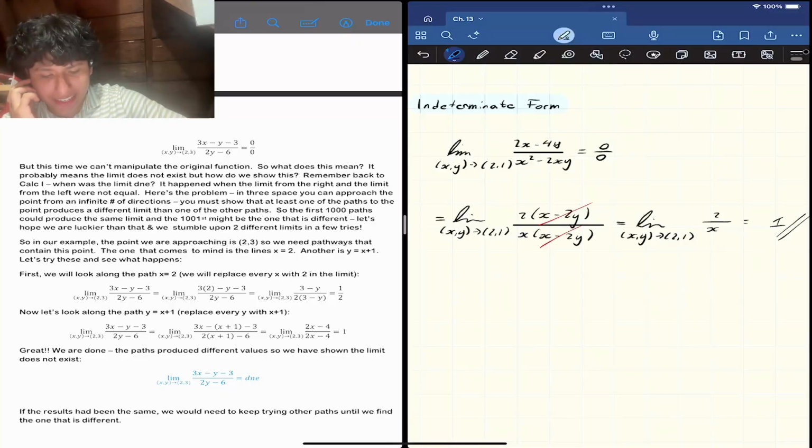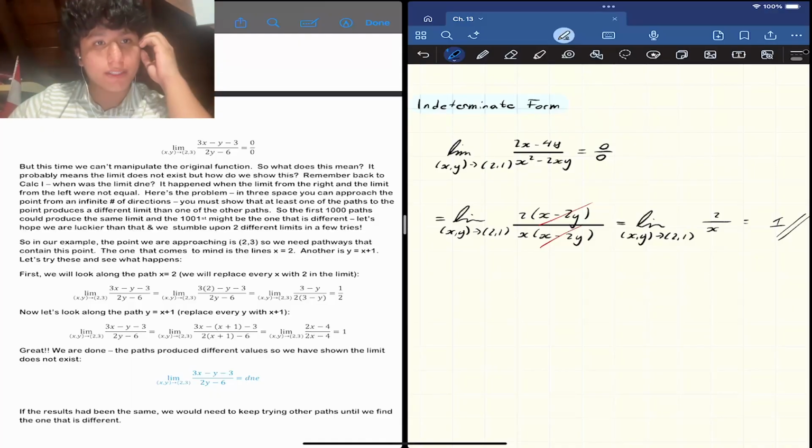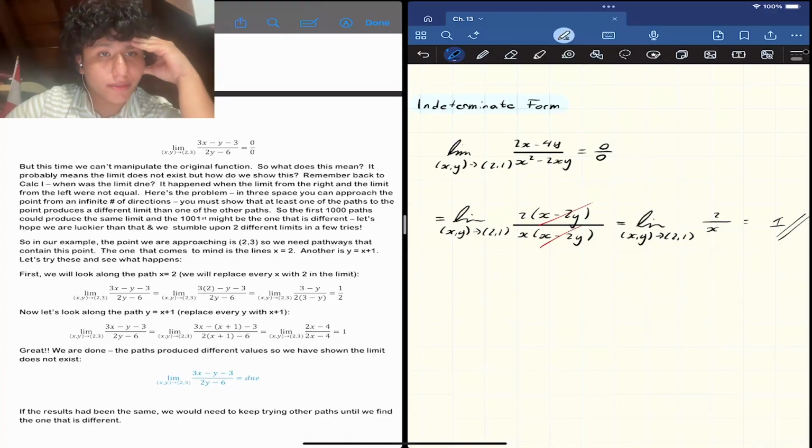So that's fantastic, actually. So you must show that at least one of the paths to the point produces a different limit than one of the other paths. So the first 1,000 paths can produce the same limit, but the 1,001st might be the one that is different. Let's hope we are luckier than that and we stumble upon 2 different limits in the future. So I have to just have a dice roll and kind of determine which one. That's really great.